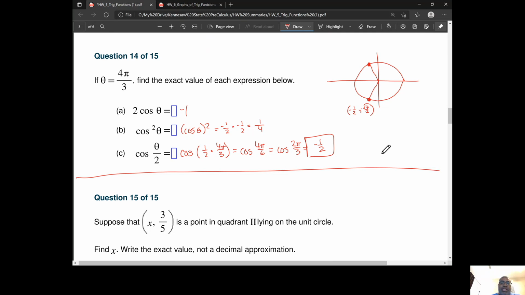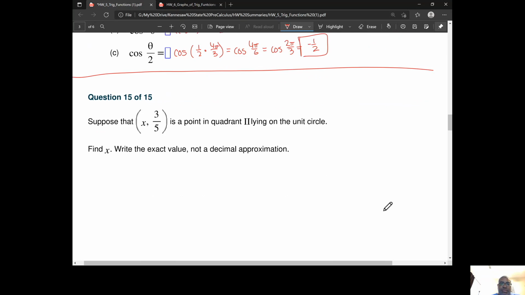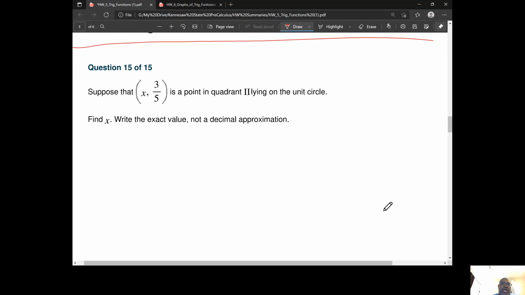All right. Last problem for this section. Suppose x, 3 over 5 is a point in quadrant 2 on the unit circle. So as is common, we're drawing our unit circle again. Quadrant 2 is over here, and this is x, 3 over 5. Find what x is.